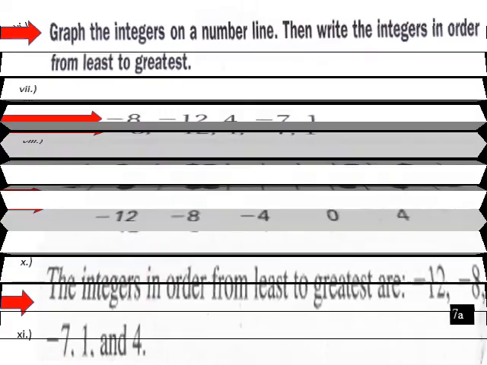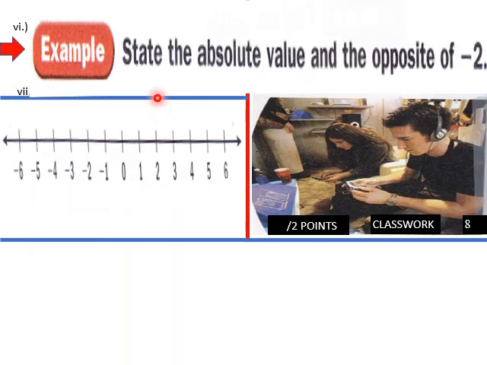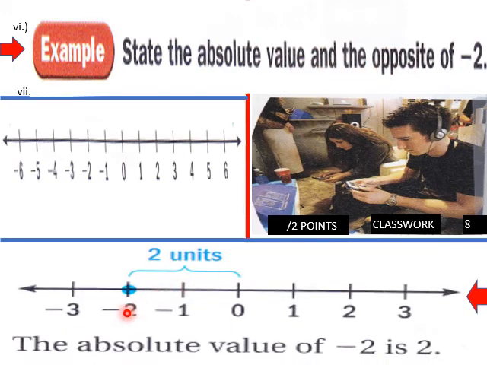So there they are. Let's go into our next section here, which is state the absolute value and the opposite of -2. So here we are, -2. And what are we? We're 2 units from the origin here. Therefore, the absolute value of -2 is 2. We're 2 units from 0. That'll give us our absolute value.